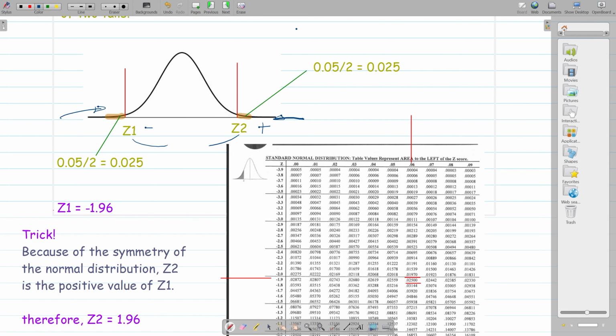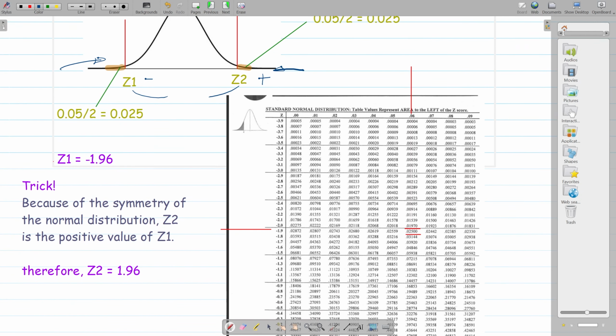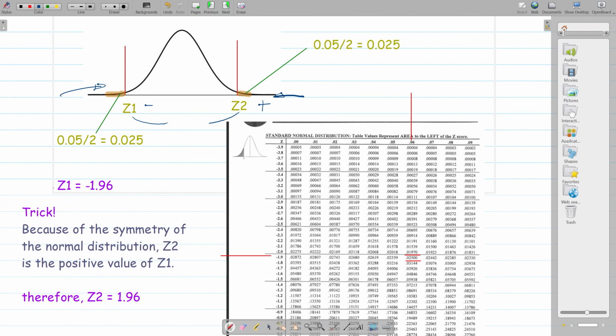Now we have to find 0.025. It is over here, you can see in this row and this column. So the particular Z value for that one is minus 1.96. In order to find the Z2 value, because of the symmetric property, you can say that the Z2 value is 1.96.